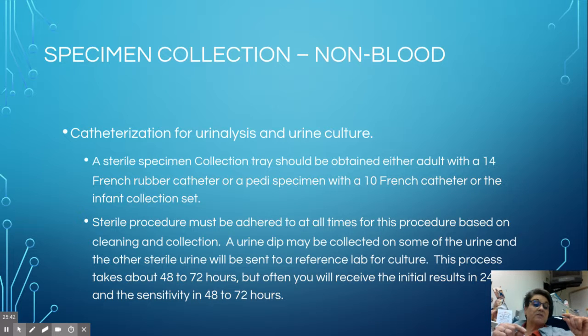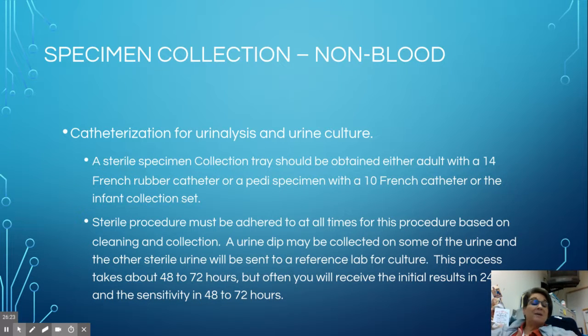And for an infant, there's a specific infant collection set. It has a 7 French catheter, and it has a collection tube already on it. And then you basically just close that container and send it off for testing. For adults and larger children, you collect it in a sterile container, and then you put that in a collection cup, and then you go ahead and label it and get it ready to go. Sterile procedure must be adhered to at all times when you do this type of collection. You don't want your body flora getting in and contaminating that specimen.